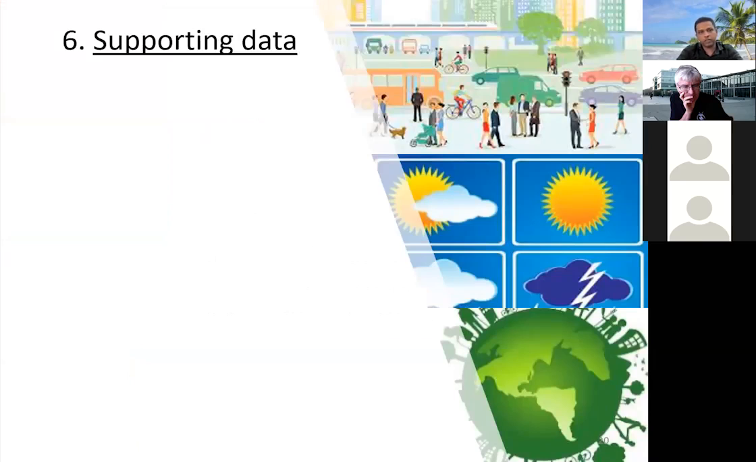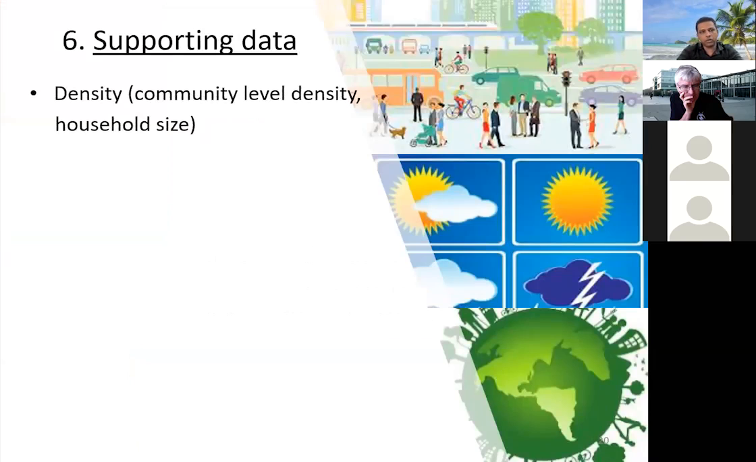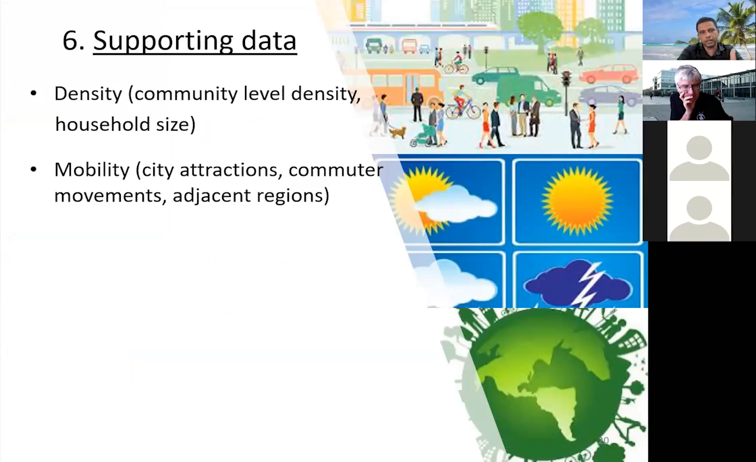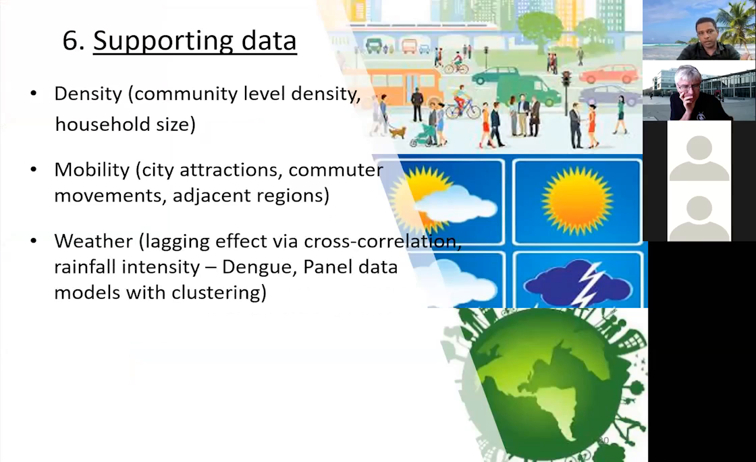And in my final slide of this outline, supporting data. We all know, as Professor Thomas said, density is a very useful parameter, and so are mobility, city attraction, commuter movements and adjacent regions. Not only COVID infection data, these supporting data are very important to compile together. And weather data. For COVID it is not that interesting at the moment, especially for Sri Lanka, but in Germany or European countries, it may matter once the winter period is coming. We have to see what kind of behavioral changes will happen there.